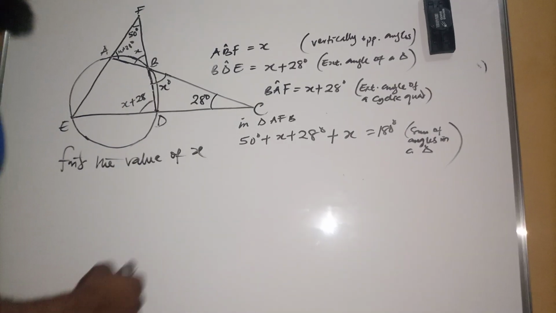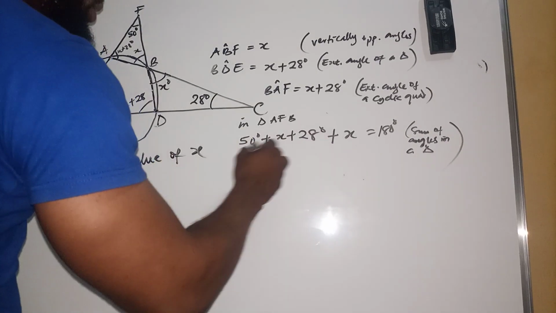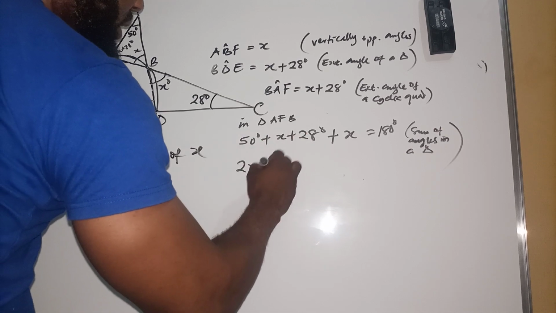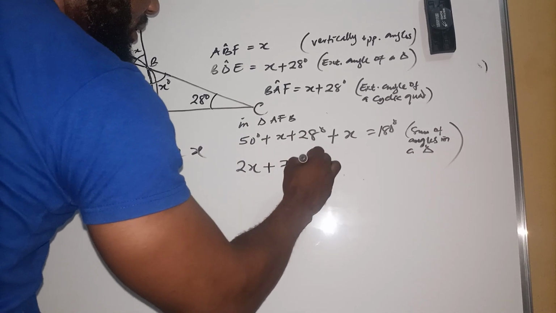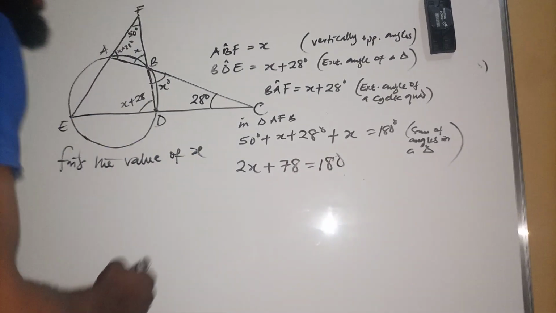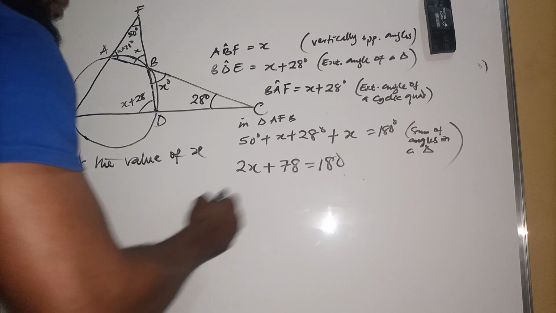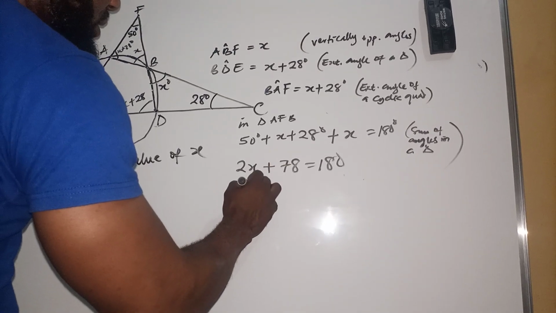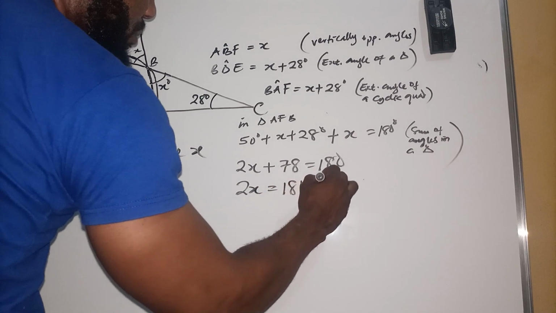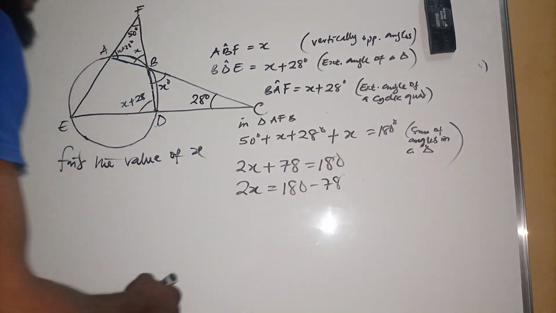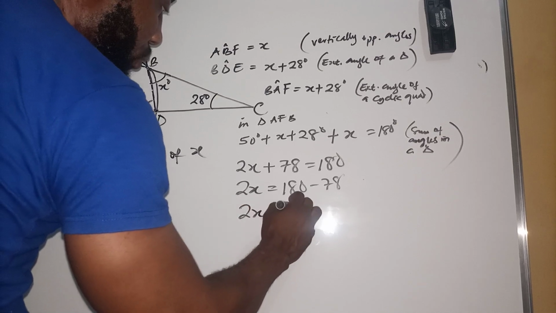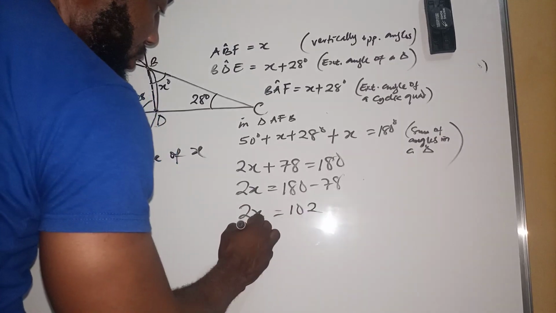So now we collect like terms. x plus x gives me 2x. 50 plus 28 gives me 78, which is equal to 180. I'm interested in getting the value of x, so I'm going to subtract 78 from both sides. 2x is equal to 180 minus 78. So we now say 2x is equal to 102.